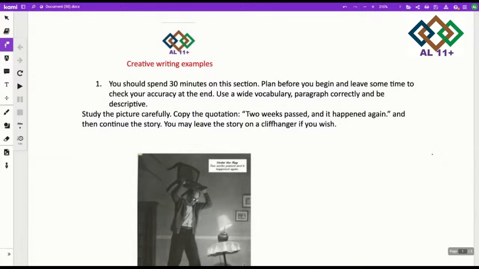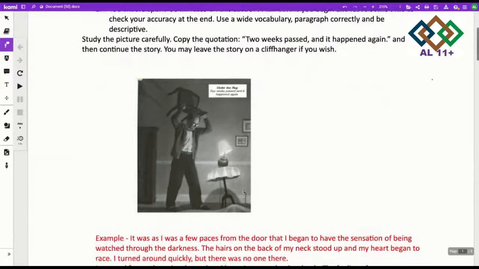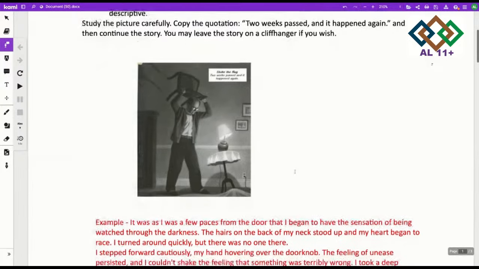So you have to be really careful if you have something like this. You need to look at the picture and you also have to look at what they are basically asking you to do. So if you look at this one, they want you to look at the picture and they want you to copy the quotation. And they want you to start with "2 weeks have passed and it happened again" and continue the story.